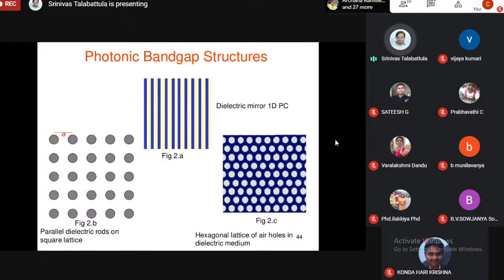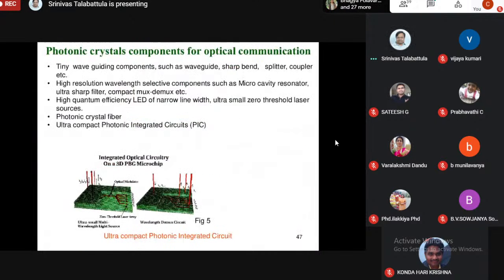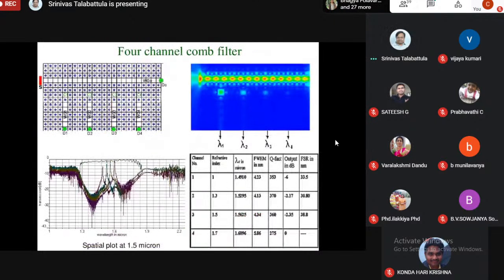So that's the purpose I am showing you this. Of course, we have been working on this, so this is some of our work. So I'll show you one or two results. So we have made a 4-channel comb filter by using these photonic devices.